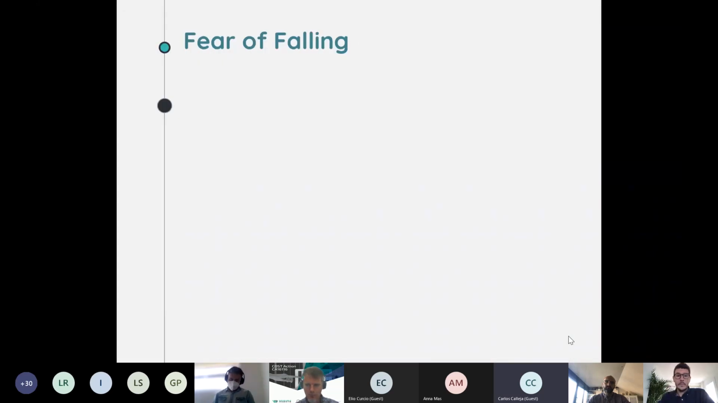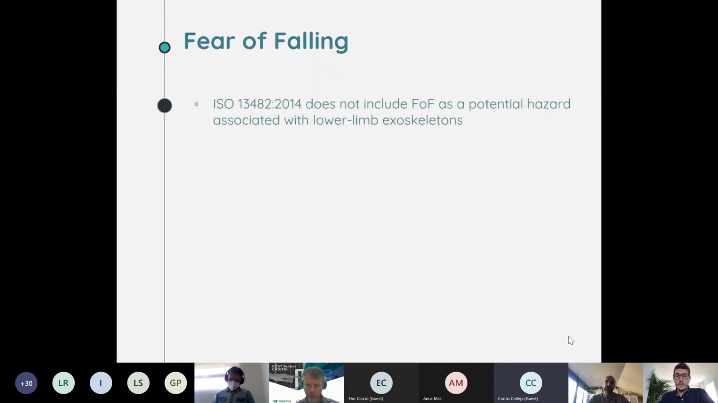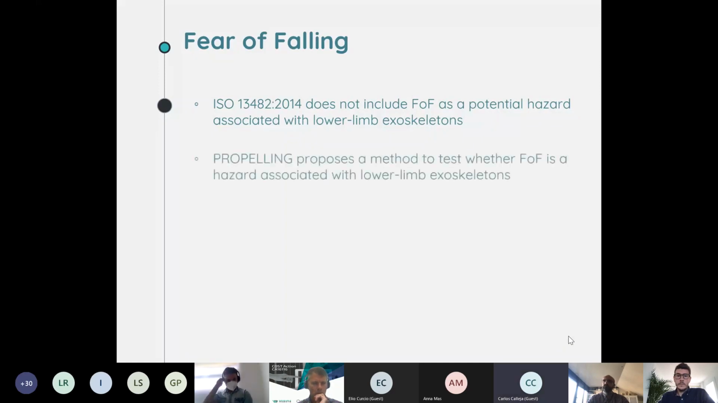The first of them is fear of falling. Fear of falling is a very interesting issue because it's a psychological factor, but it also has some physiological aspects and physical reactions. And it's a key factor in the elderly population. However, the ISO standard does not include fear of falling as a potential hazard associated with lower limb exoskeletons. And that's a problem. So we are trying to use experimentation to assess whether fear of falling is an element associated with the use of these devices.